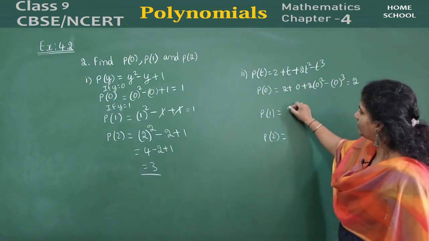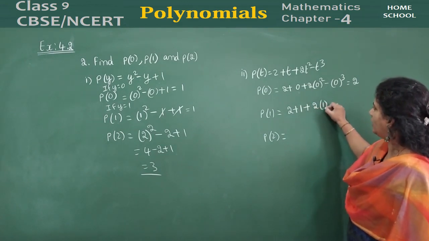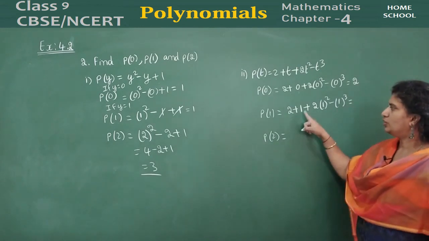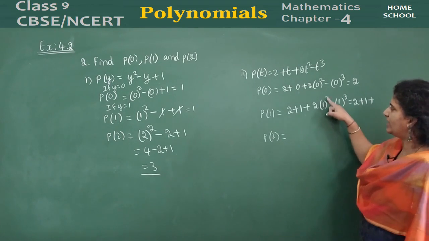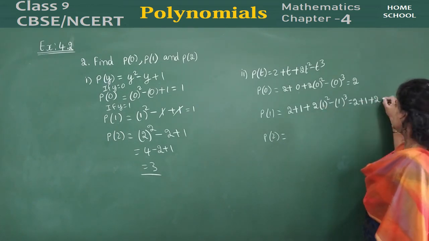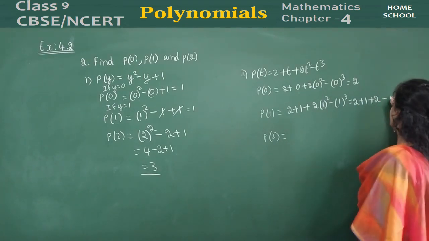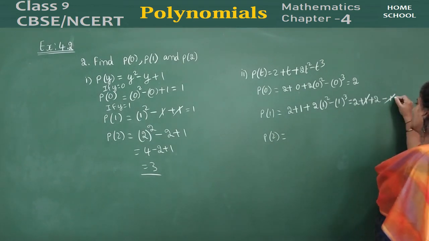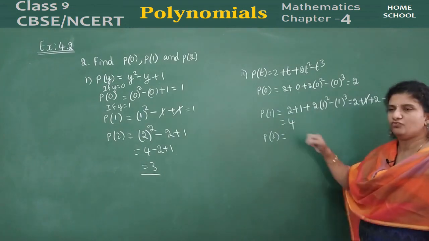Next one, P of 1. Substitute wherever you have t, substitute 1. 2 plus 1 plus 2 into 1 whole square minus 1 whole cube. 2 plus 1 plus 1 into 1 is 1, 1 into 2 is 2. Minus 1 into 1 will be 1. Minus 1 plus 1 cancel. 2 plus 2, your answer is 4. P of 1 answer is 4.